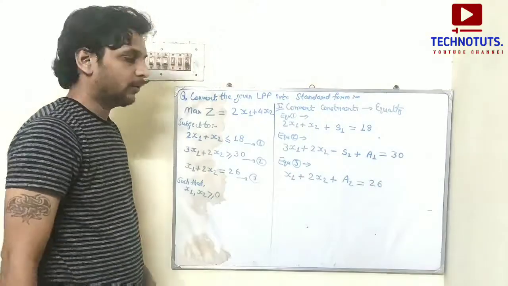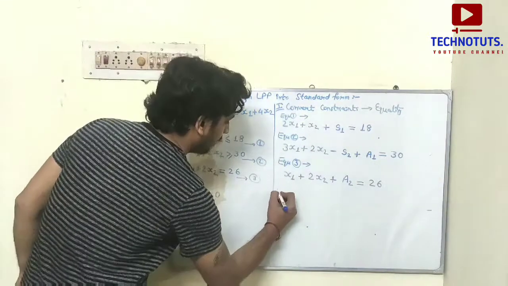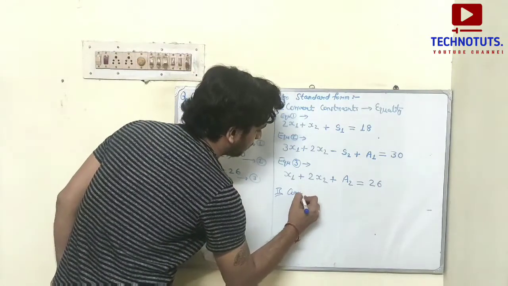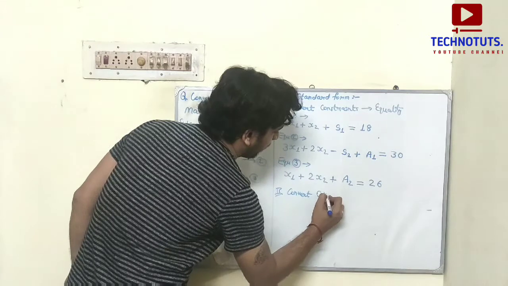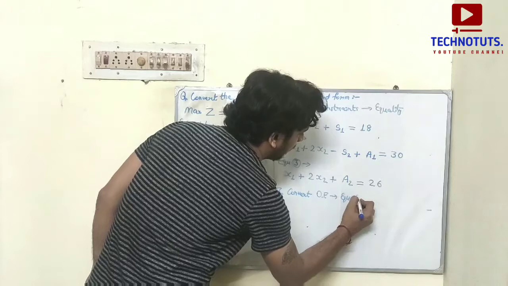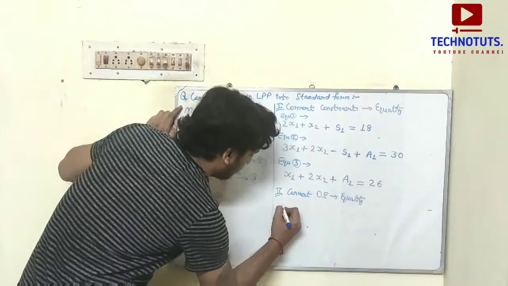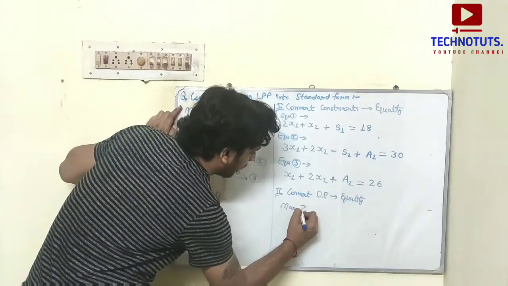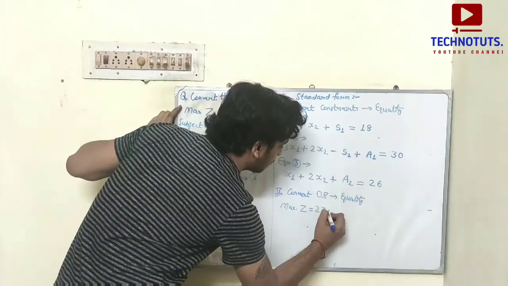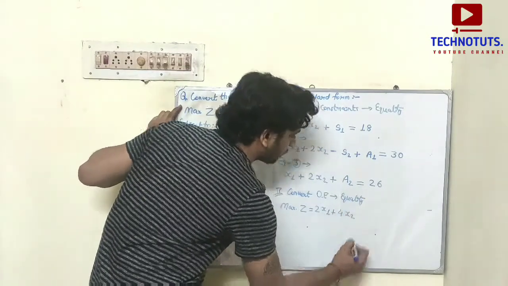So see, we have converted the constraints equation into its standard form. Now we convert the objective function into its standard form, or equality. What is the objective function? The objective function is maximize z is equal to 2x1 plus 4x2.